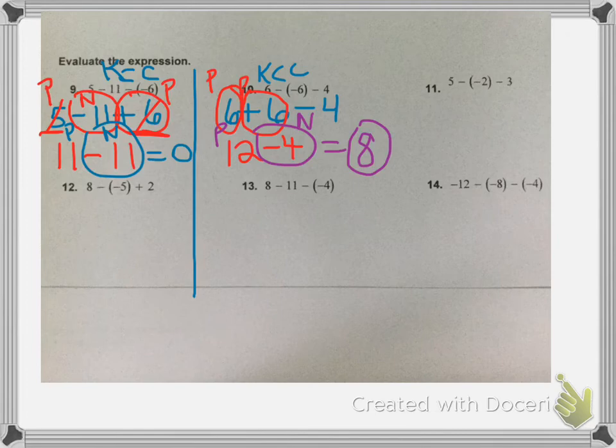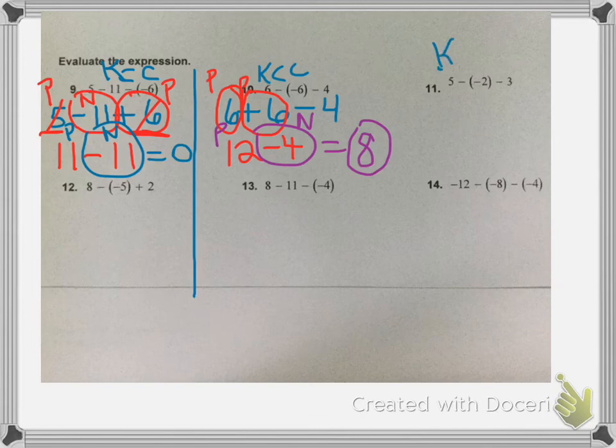Okay, number 11, 5 minus negative 2. Okay, double negative there, so I'm going to keep, change, change. So you're going to keep your 5.